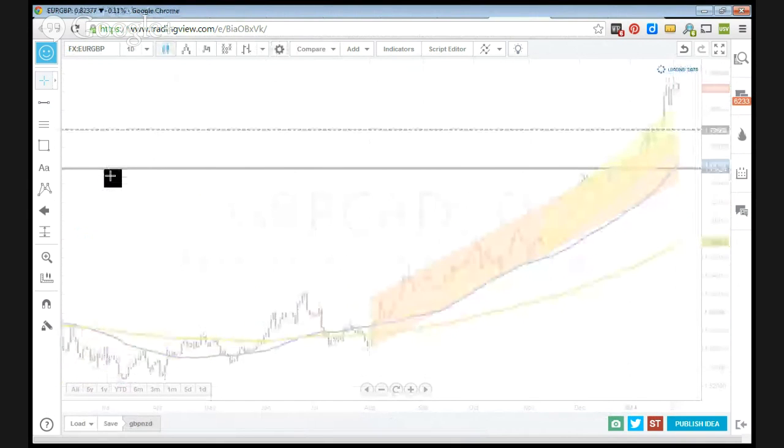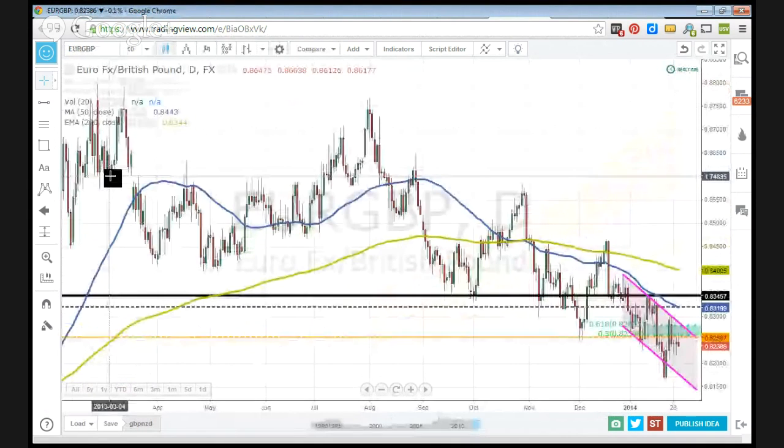Euro Pound. Okay. So we have a reversal candlestick here on today's candle. I know we had been discussing Euro Pound a bit.